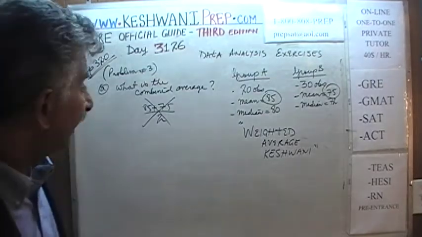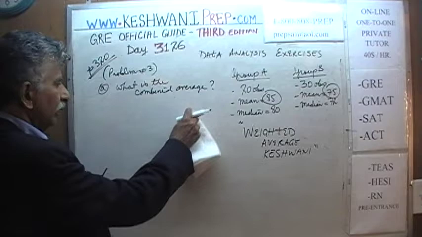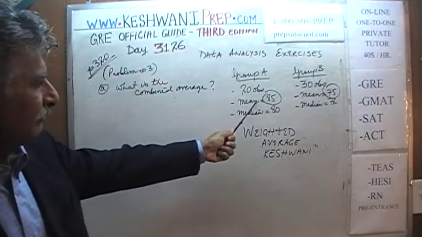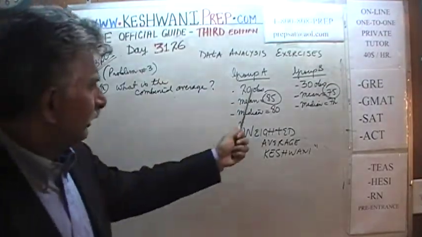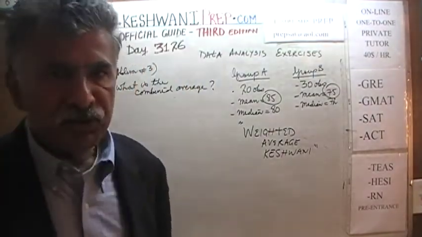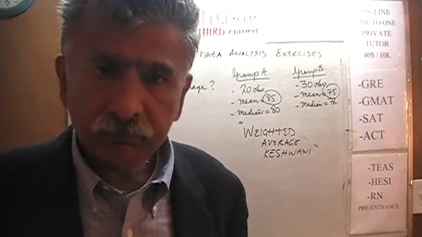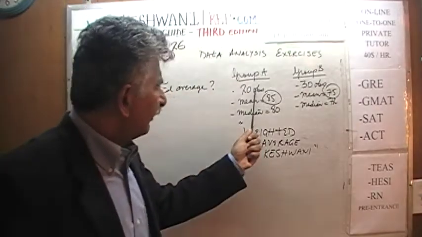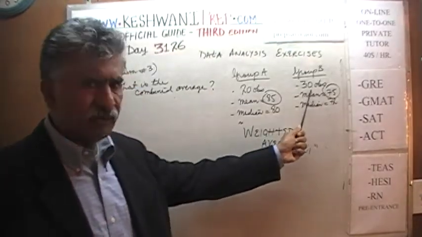So what we have to do here is take the weighted average. We can't take the simple average. What weight should be assigned to group A? Think of these two groups as two classes. An exam was given. A teacher gave the same exam to two different classes. In the first class, we have 20 students. In the second class, we have 30 students.